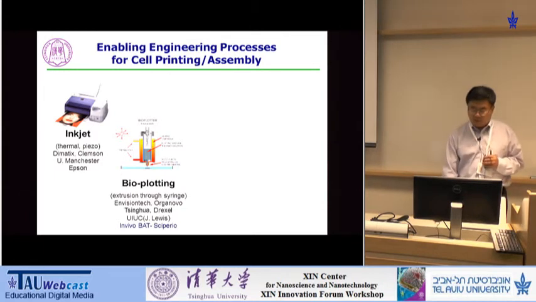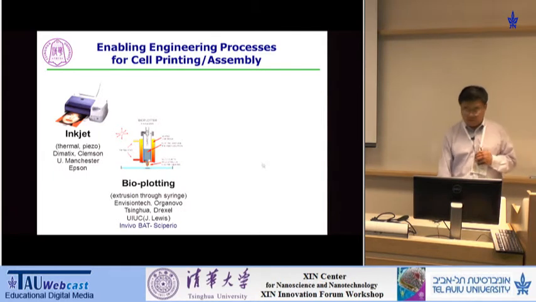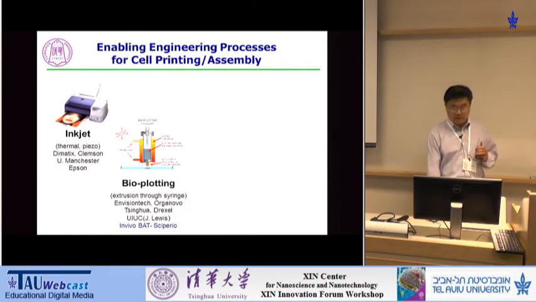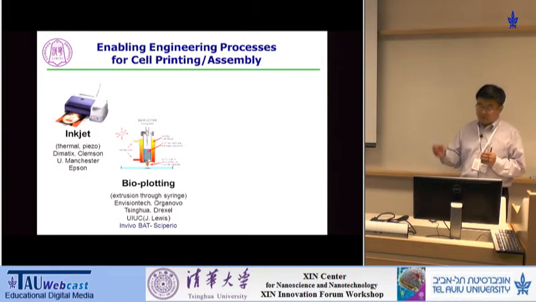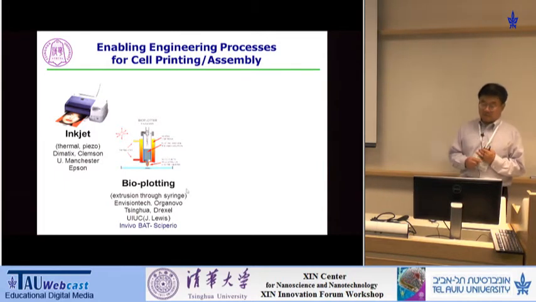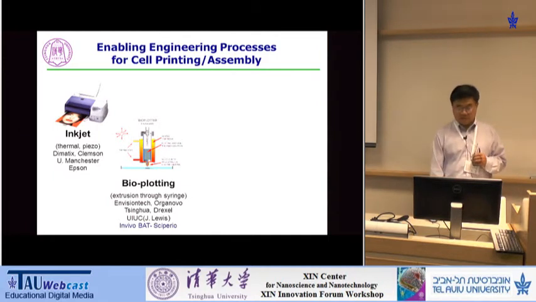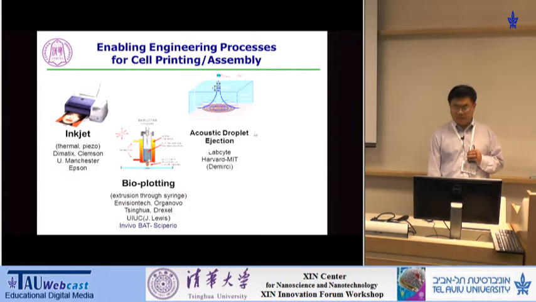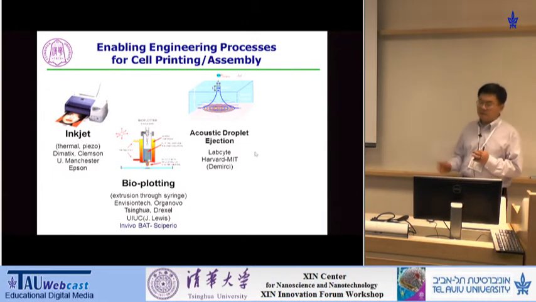For this bioplotting method, Tsinghua University, Drexel in the U.S., and also Invention Tech sell a single nozzle cell printer on the market for about $115,000. And Envisiontec is another company in the U.S. They are based on this bioplotting method, and the nozzles can be changed to different sizes depending on what structure you want to build.